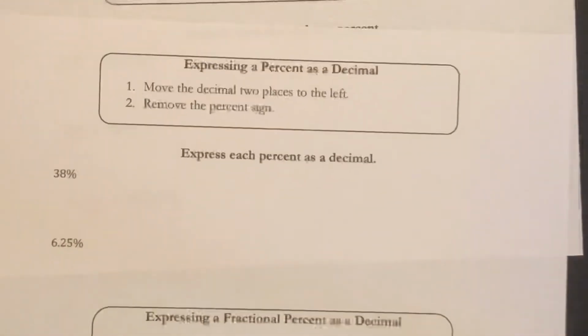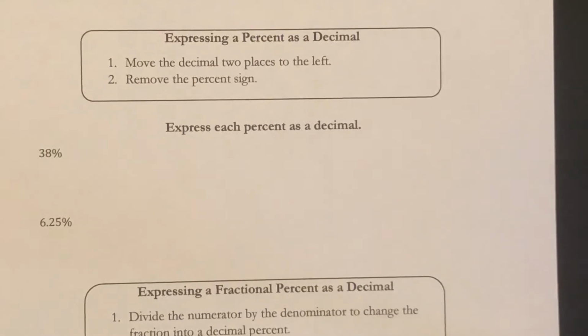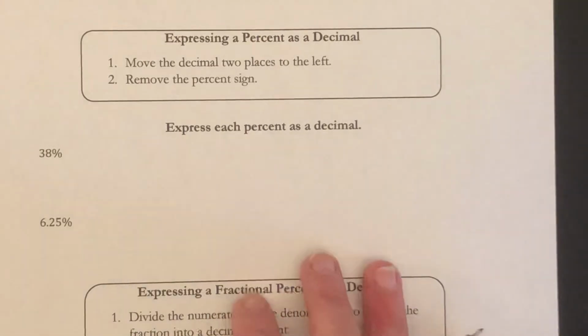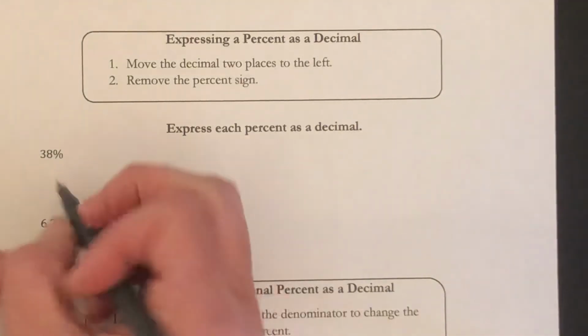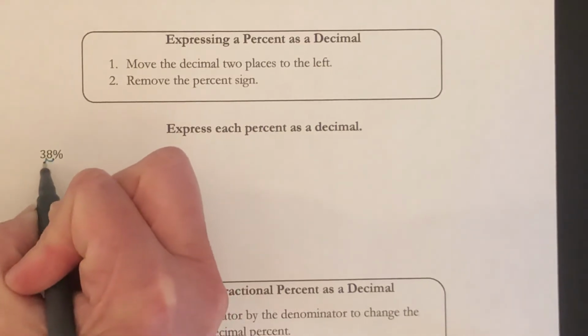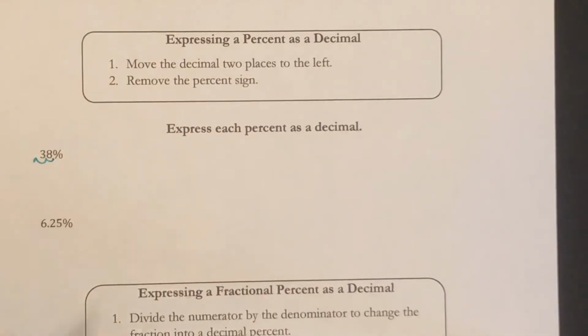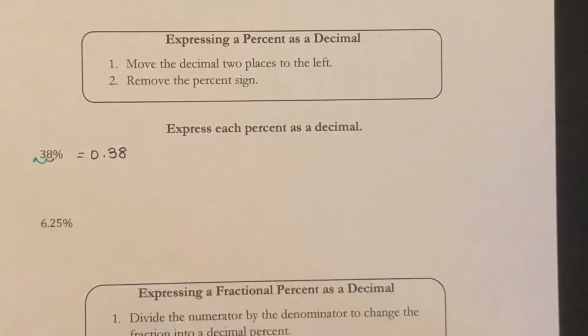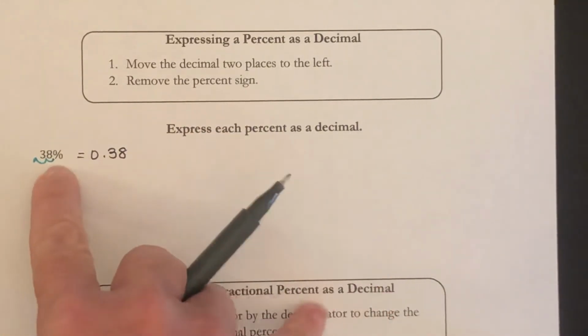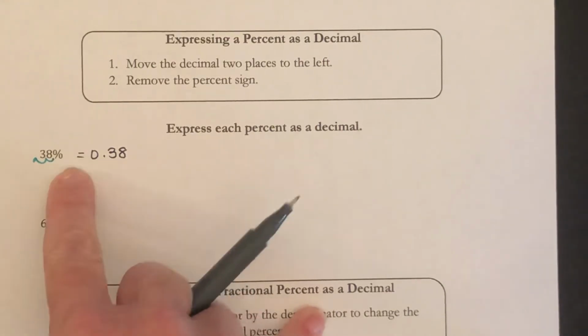Okay, let's try expressing a percent as a decimal. So this time we're going backwards. So when we had a decimal and we were going to a percent, we moved our decimal place 2 places to the right. Now we're undoing that, so we're moving them back 2 places to the left. So if I had 38%, I'm going to move it 2 places over to the left to get 0.38. We don't have the percent anymore because it's right here and we've converted it to a decimal.